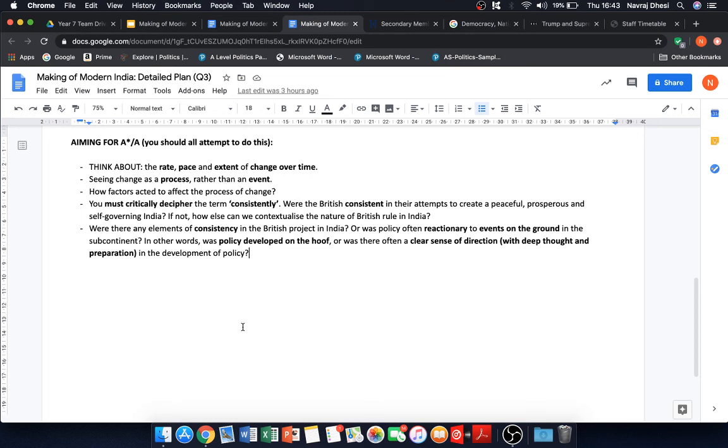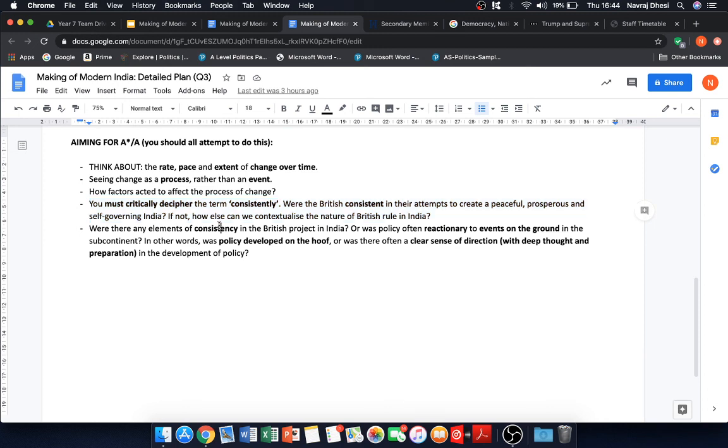This is perhaps the most important thing. You must critically decipher the term consistently. You need to unpick this term. Were the British consistent in their attempts to create a peaceful, prosperous, and self-governing India? If not, how else can we contextualize the nature of British rule in India? Okay, and this will form part of your overall argument.